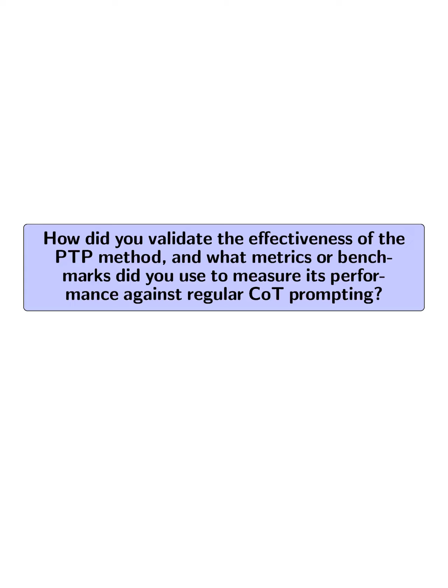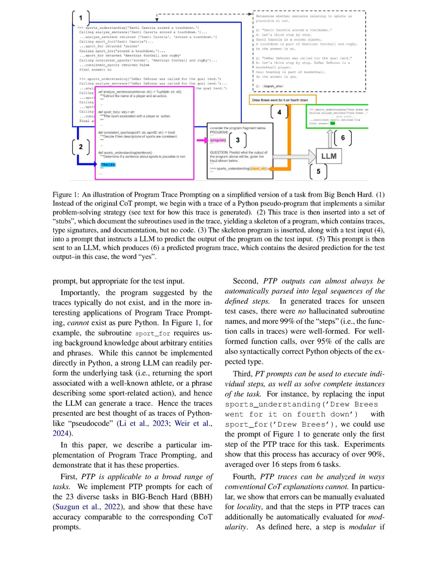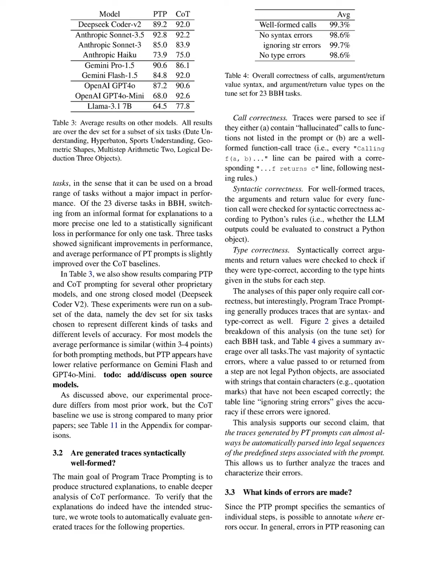How did you validate the effectiveness of the PTP method, and what metrics or benchmarks did you use to measure its performance against regular COT prompting? The effectiveness of the program trace prompting, PTP, method was validated by implementing it across 23 diverse tasks in the Big Bench Hard, BBH, benchmark, comparing its accuracy to that of standard chain of thought, COT, prompting. The results indicated that PTP maintained comparable accuracy to COT prompts, with only one task showing a statistically significant loss in performance, while 3 tasks demonstrated significant improvements.